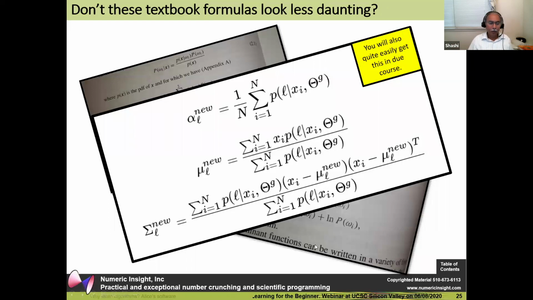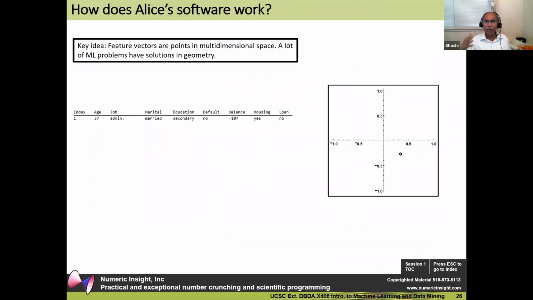So I want to leave you with a little bit of understanding of how Alice software works. I showed you Alice and Bob, banking, etc. So let's take a look at how that works. Does that have anything to do with histograms? Not really.